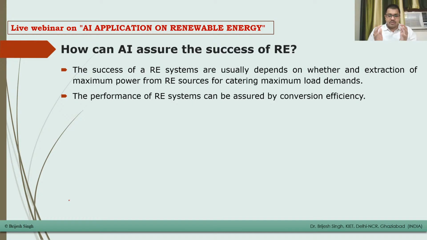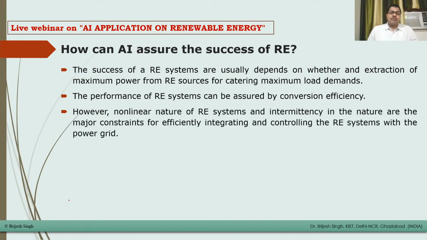So if you are going to operate and control these conversion systems or the converters, it is also needed to convert the energy from one form to another form in an efficient manner. So AI also helps in operation and control of these conversion devices. That's why AI; the question is how AI can assure the success of renewable energy.